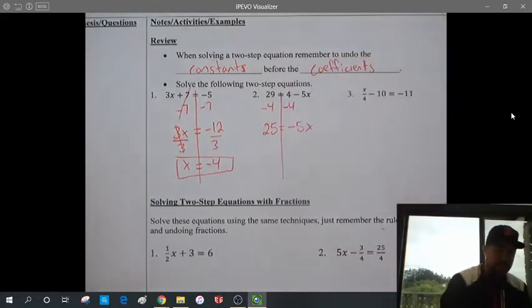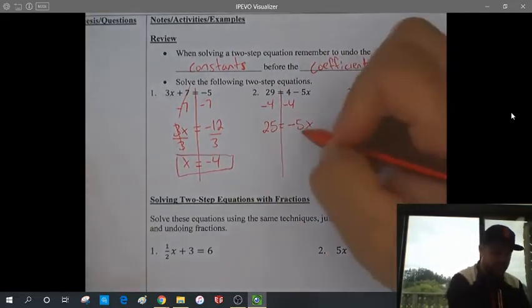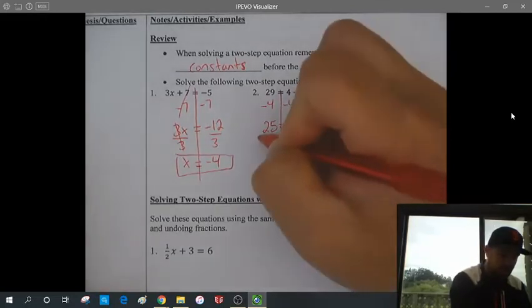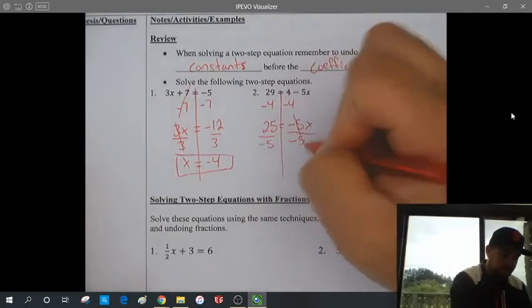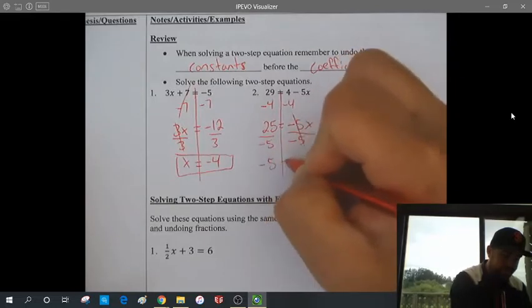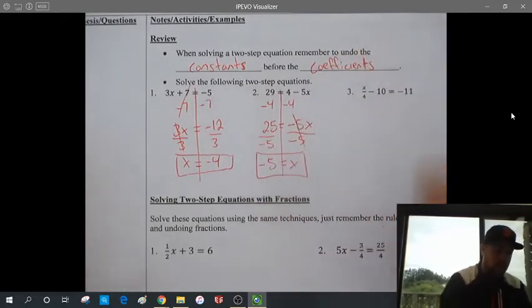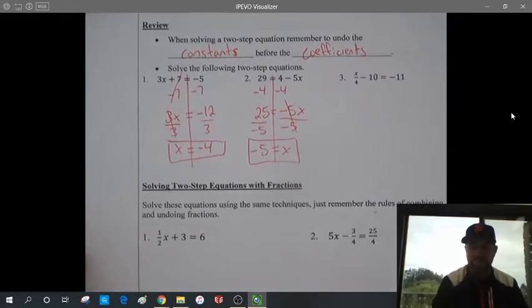The 5x is still negative, so I need to make sure I bring that negative down. Then divide by -5 to both sides. And we get that x is equal to -5 for that one.